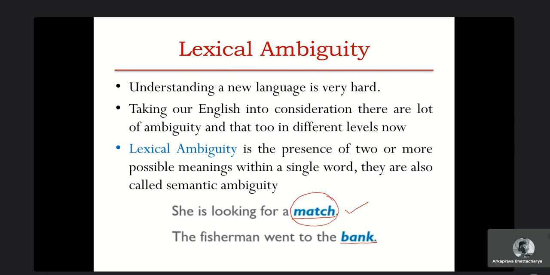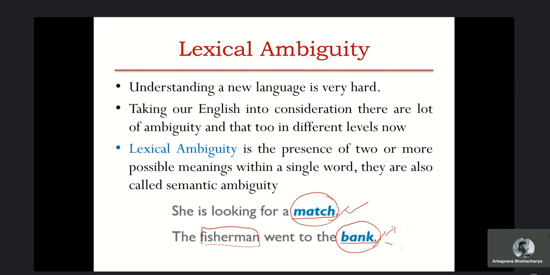Next one is "The fisherman went to the bank." Since there is a word like fisherman, you may say he might have gone to the river bank. But there could be two different interpretations for this bank: one could be the river bank, the other the money bank. So the fisherman might have gone to the bank to deposit money, or to catch fish. Now you can see this is what we call lexical ambiguity. A single word could be interpreted in many forms.